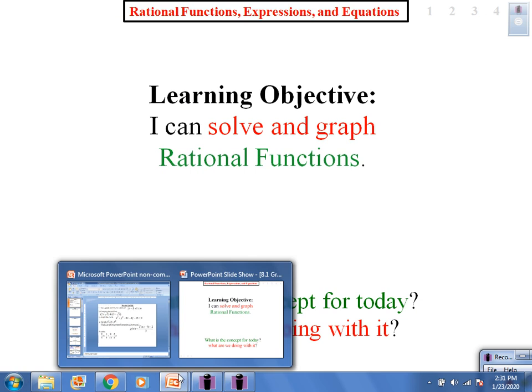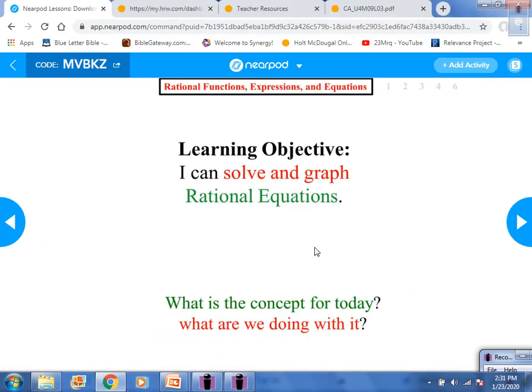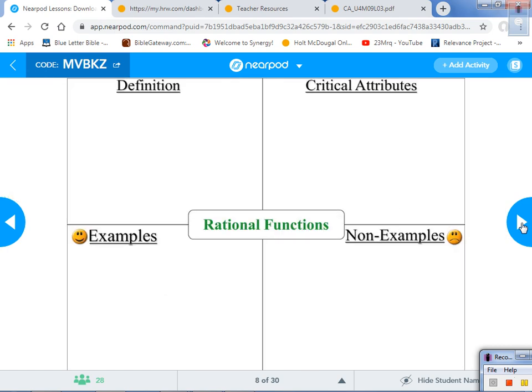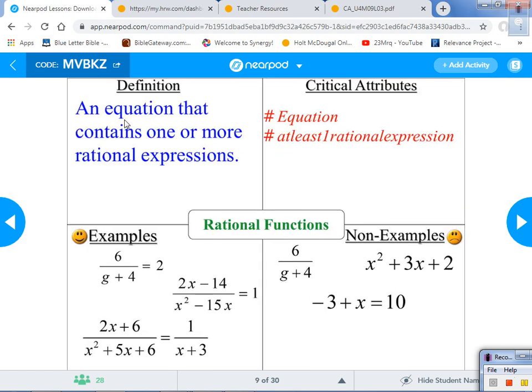I'm going to interchange those terms in regards to the objective. Notice on your screen it says I can solve and graph rational equations, so interchanging one for the other. We don't need a Frayer model. Rational functions, it's still an equation that contains at least one rational expression. Do we know what they look like? Yes.